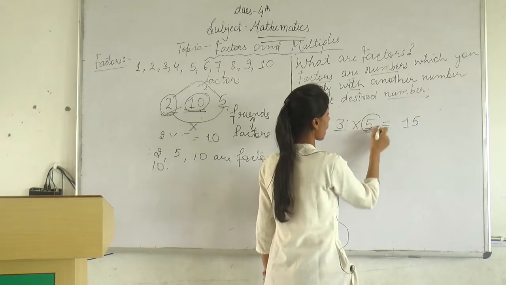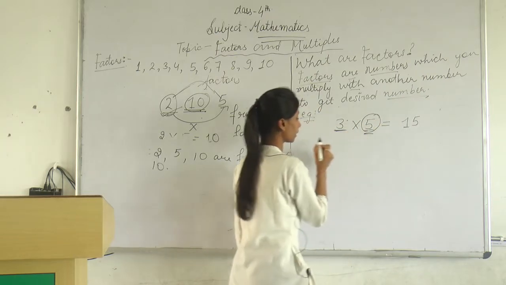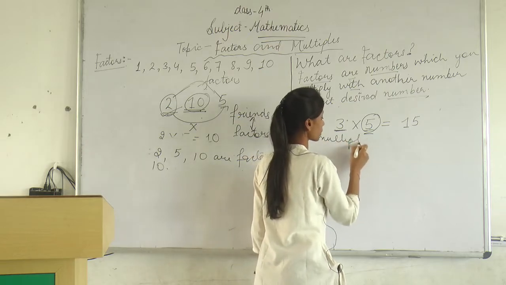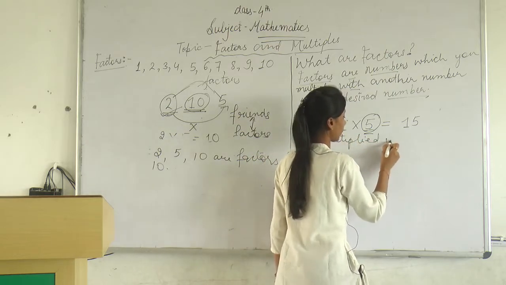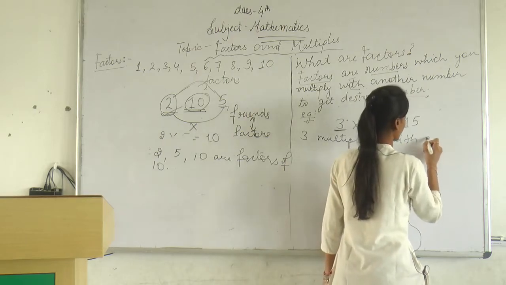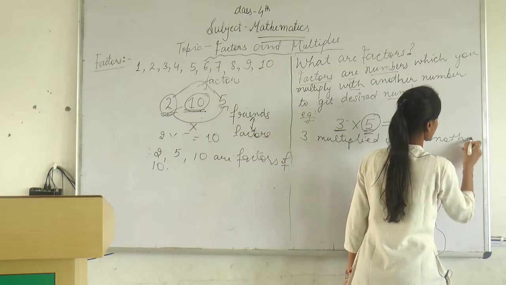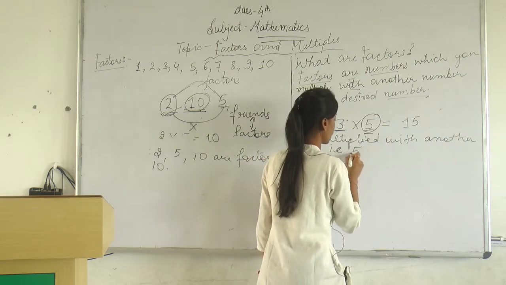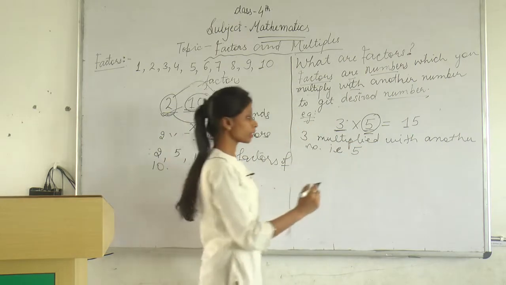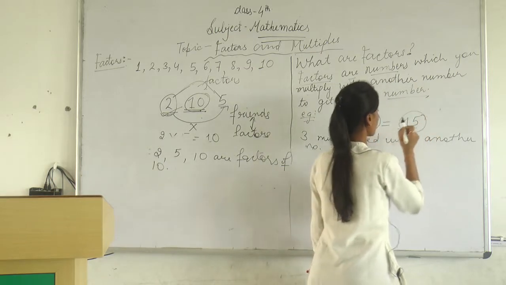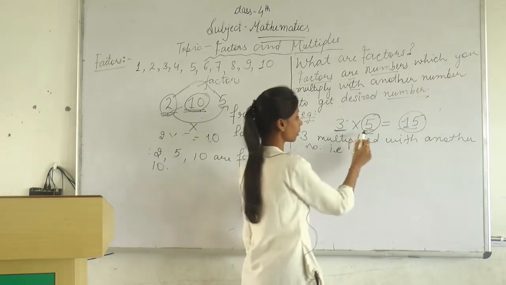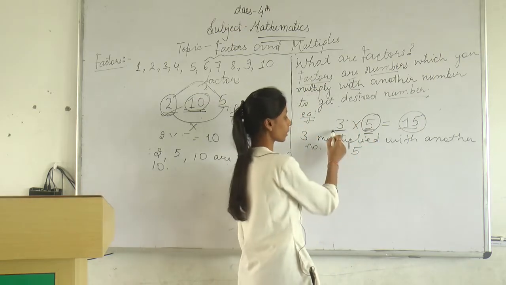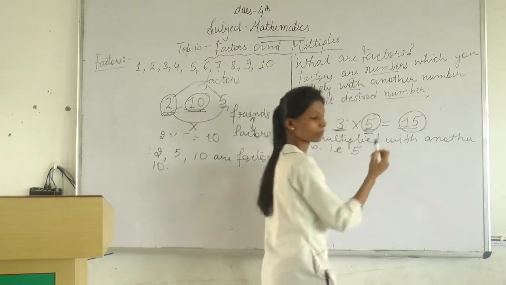Here, I multiplied 3 with another number, which is 5, to give us the product 15. And what about 5? Look here, 5 is also multiplied with another number, which is 3, and also gives us the product 15.